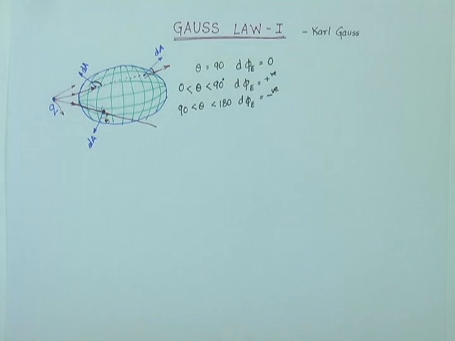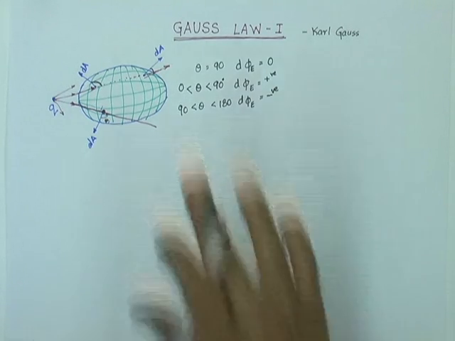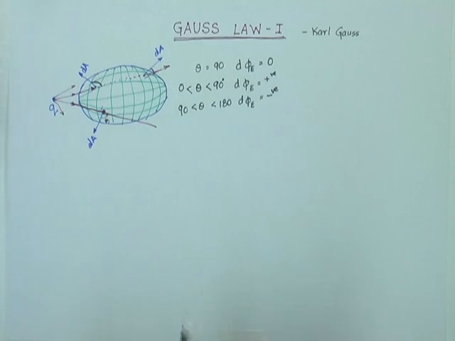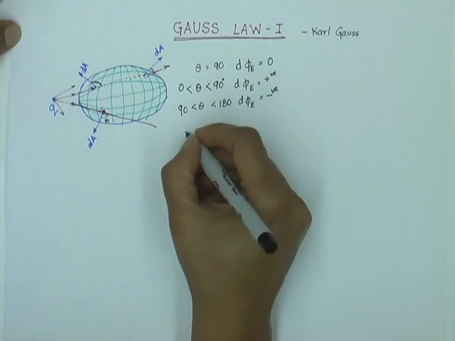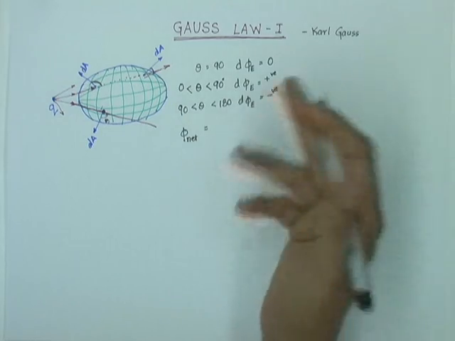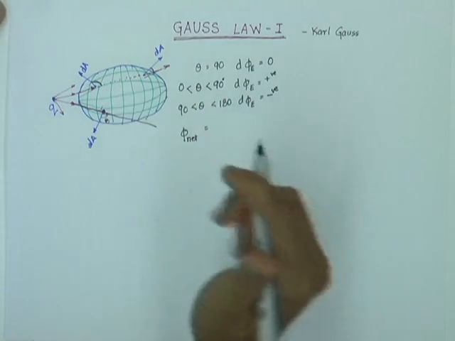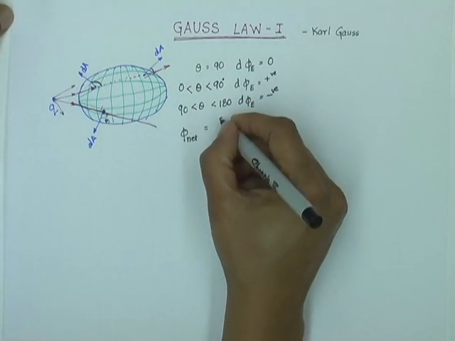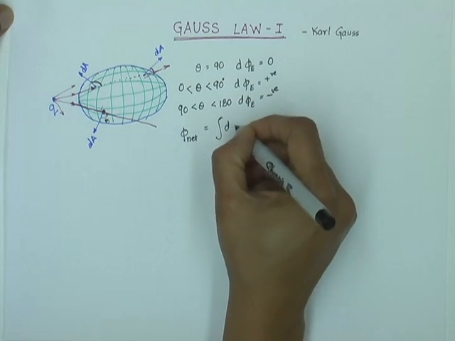Now one more thing we should note. We have established that all the elements are going to be like that, and what we know is that my phi net is essentially the summation of phi over all these elements, and so it is the integral of d phi e's.